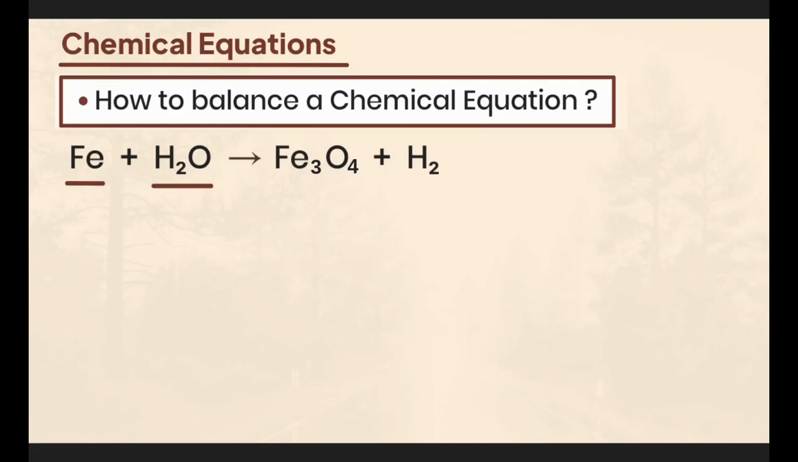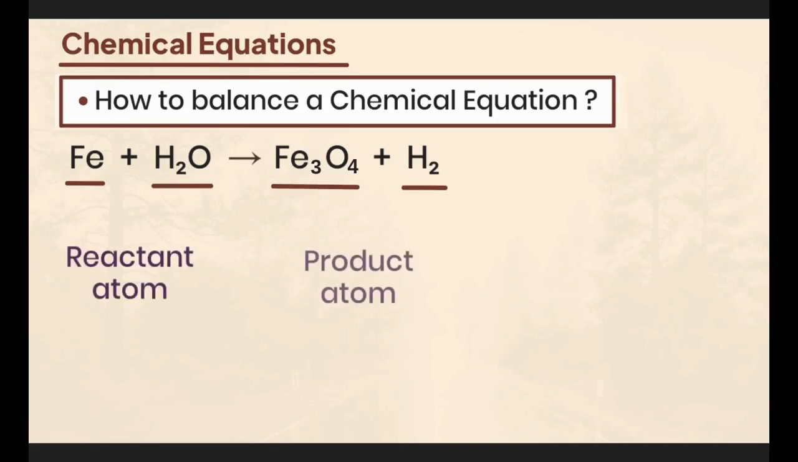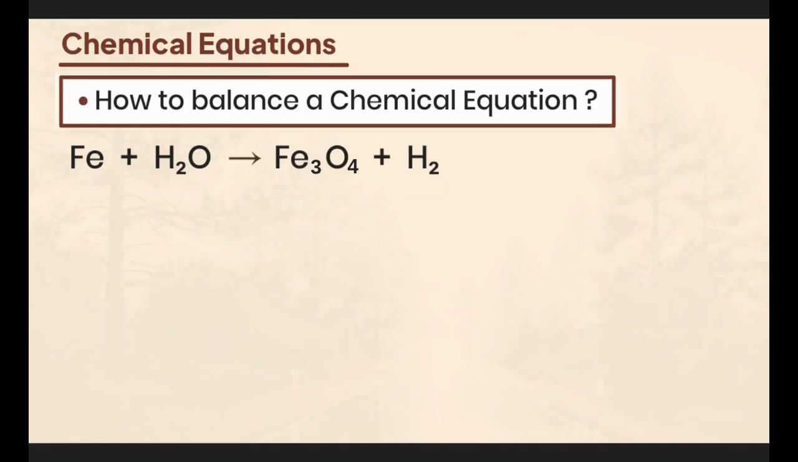So, iron plus water gives Fe3O4 plus H2. The reactant atoms and the product atoms are not the same, as we can see. So, it is an unbalanced chemical equation, and we have to balance it. To balance it, we can see the number of iron atoms on the reactant side is 1 and on the product side is 3. So, it is not balanced.